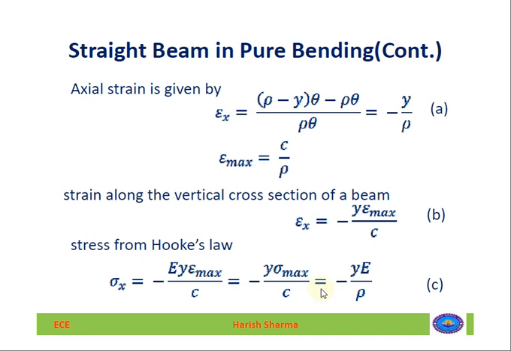Similarly, we can change C to rho. We can write y into E upon rho; you can just replace epsilon max upon C with 1 by rho. So in this equation, epsilon max upon C can be written as 1 upon rho, so sigma x equals minus E into y upon rho.